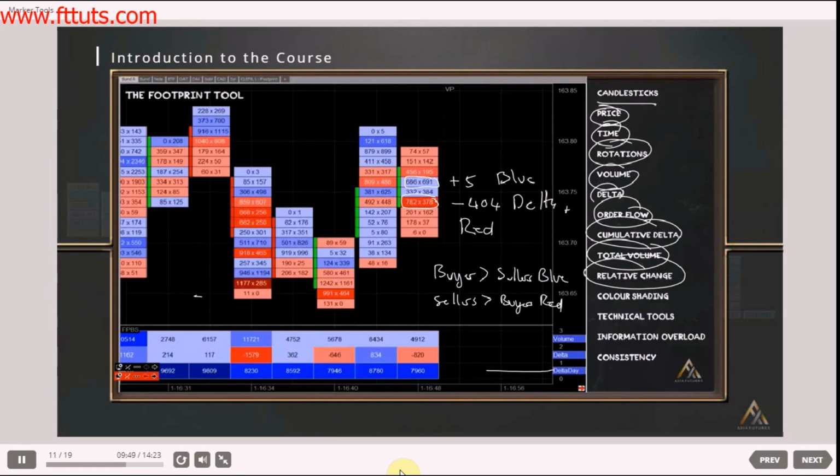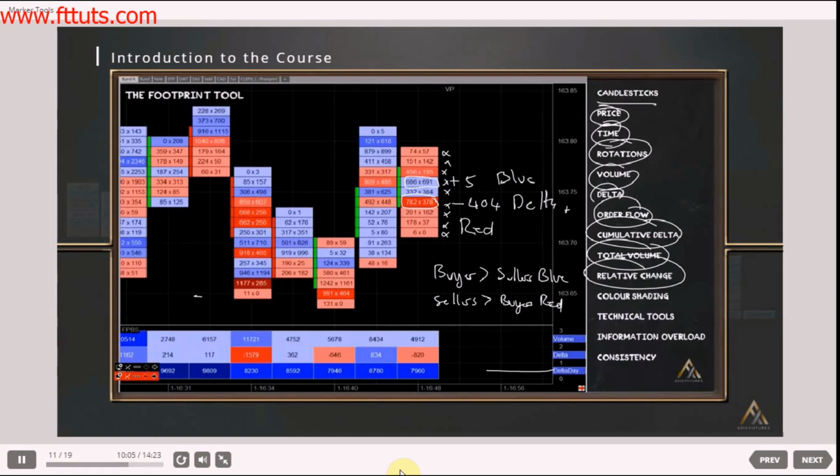Now you can straight away see that the sellers were more, sellers more, sellers more, buyers more, then sellers more again and again. So we can very quickly see who's winning the net interaction over a number of prices.